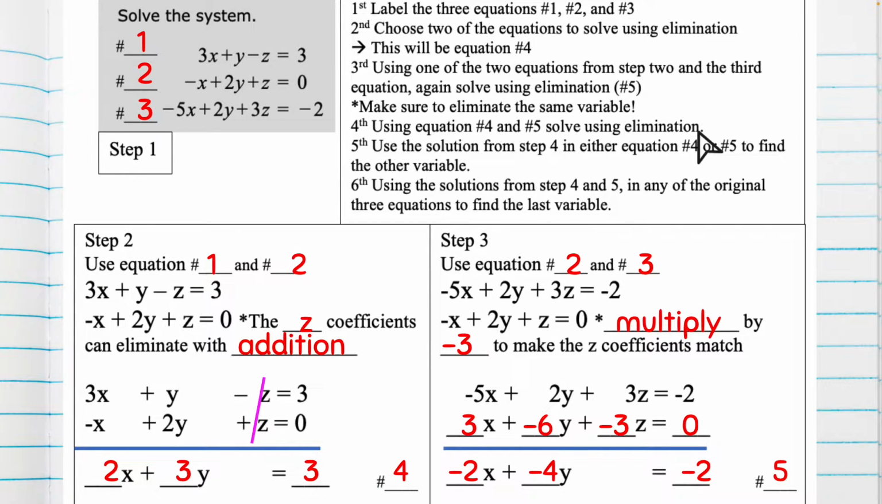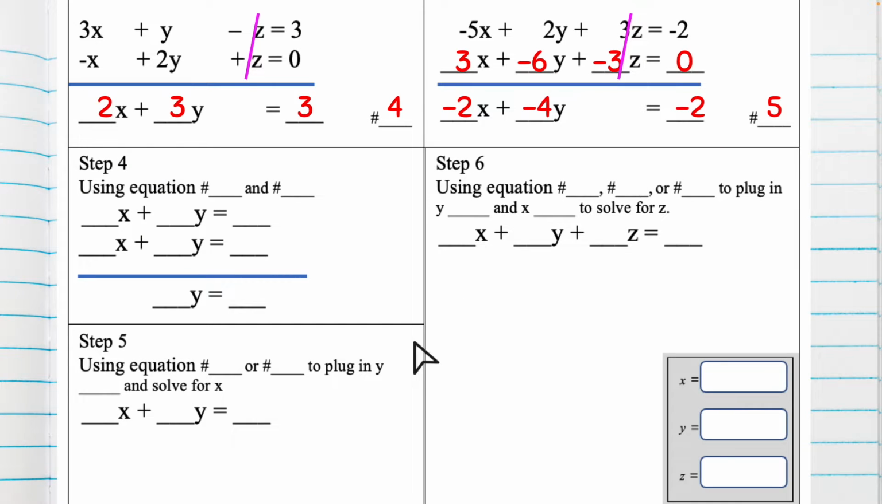So I'm going to scooch down here so that you can kind of see this. So equation 4 and 5. I'm just going to bring them down. Here's equation 4, 2x plus 3y equals 3. And here's equation 5, negative 2x minus 4y equals negative 2. So by chance, this one worked out very, very nicely.